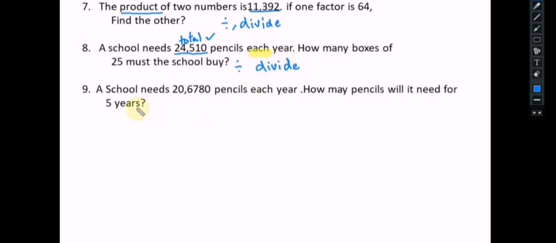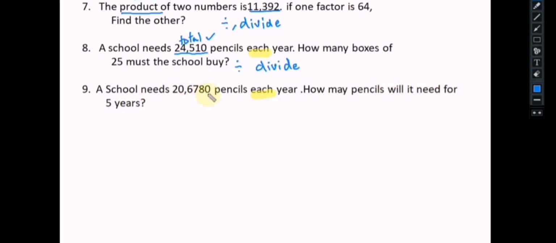Question number 9 is a little similar to question number 8, and I have written it this way so you don't have any confusion left between the two different word problems, multiplication or division. So a school needs 2,06,780 pencils each year. So each means it is either a multiplication or division word problem. And the total number of pencils for 1 year has been given. How many pencils will it need for 5 years?